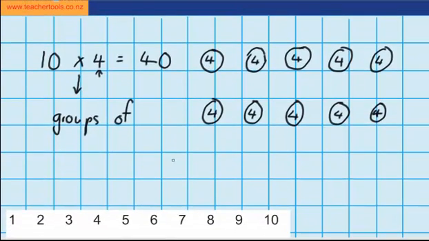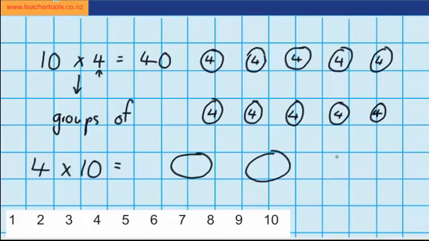Now let's just change that question slightly. Let's change it so instead of being 10 groups of 4 we've now got 4 groups of 10. And let's draw another picture to see what that looks like. 1, 2, 3 and 4. So there are my 4 groups, and inside each of those groups I need to put 10 counters. So you can see that 4 times 10 also gives me 40.